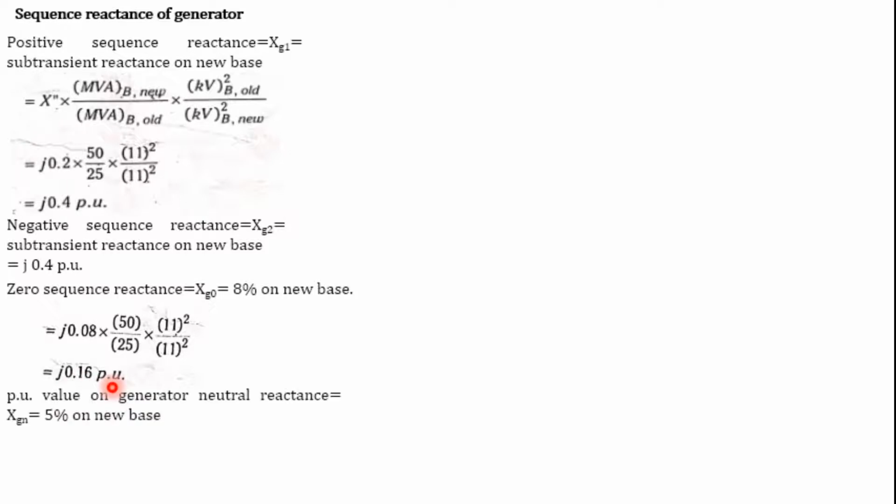One more thing we need to look into: the generator has a neutral reactance. How much is it? 5 percent, so we have to observe carefully. That is why we calculate Xgn. 5 percent is 0.05. New MVA is 50 over 25, the voltage is the same 11 by 11, so we get 0.1 per unit. These values are for the generator.